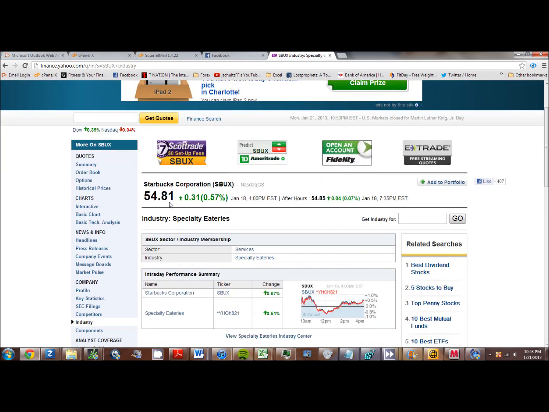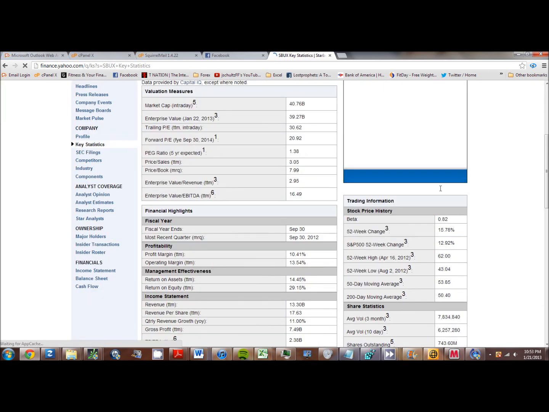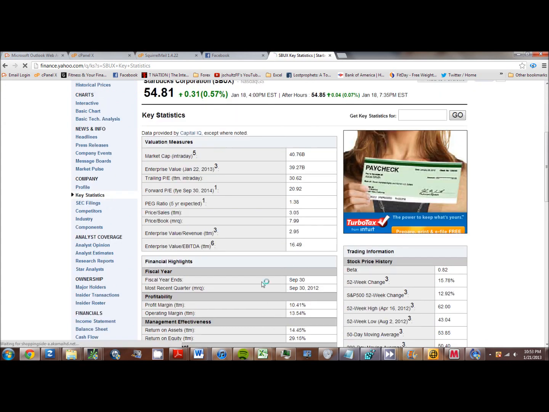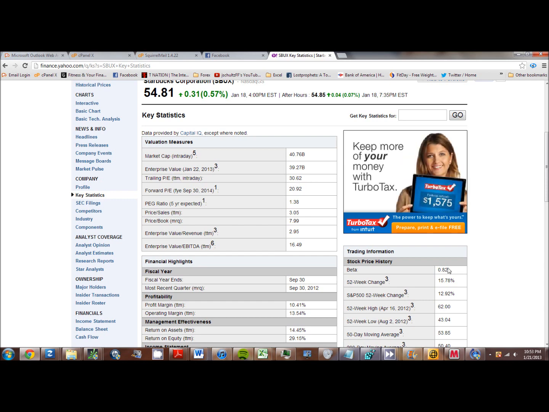Okay, so now that I'm already on the Starbucks page, how do I navigate to Starbucks' return on equity or profit margin? Well, it's not going to be on the home page for Starbucks. What you're going to have to click on is this Key Statistics tab. Now, when you scroll down, you're going to see a whole wealth of information, and some repeat of what you learned before. I mean, there's your trailing PE, there's your beta.